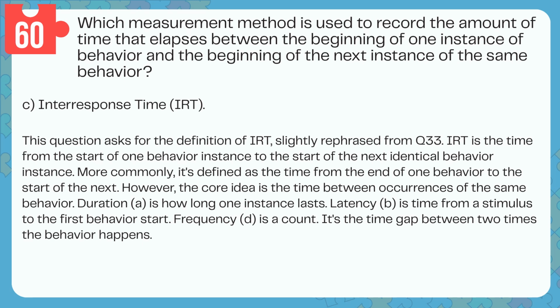Duration, A, is how long one instance lasts. Latency, B, is time from a stimulus to the first behavior start. Frequency, D, is a count. It's the time gap between two times the behavior happens.